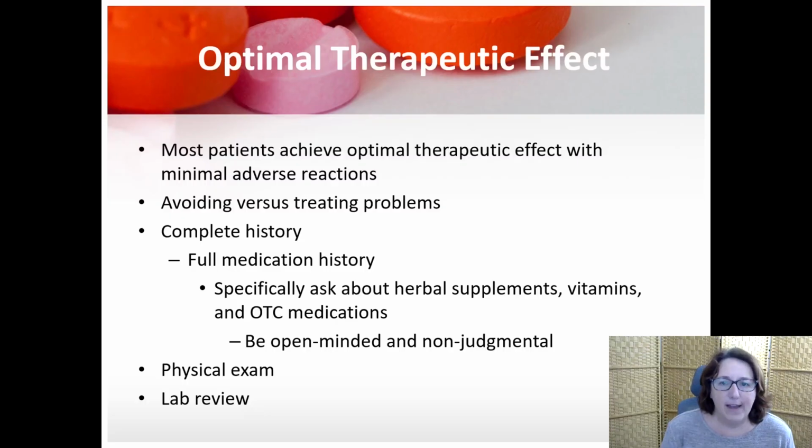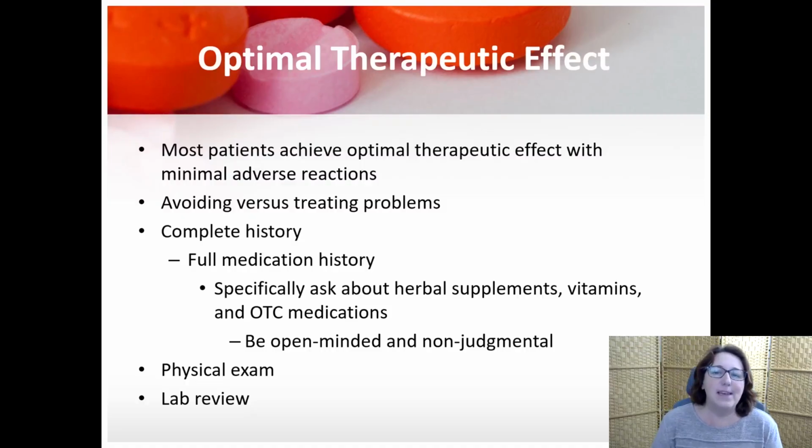Optimal therapeutic effect. So I know a lot of this that we just talked about might seem really scary, and it is important as nurses that we are knowledgeable about the medications that we administer and that the patients are taking. It's always better to avoid problems as opposed to treating them after the fact. However, most patients achieve optimal therapeutic effect with their medications with minimal adverse reactions. That's why so many people take medications. If they all caused all these horrible problems, people wouldn't take them. So, what can we do to help?